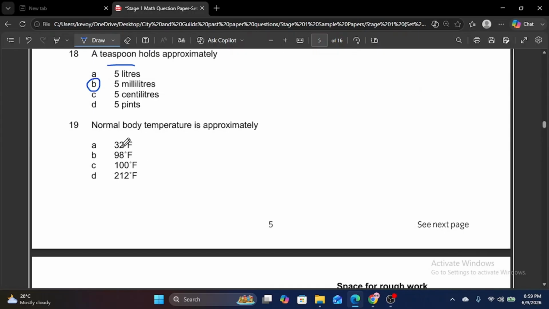So normal body temperature is approximately, and we're measuring in Fahrenheit. Now if you're measuring in Fahrenheit, then normal body temperature is between 97 degrees Fahrenheit, and it never reaches 100. So 97 degrees Fahrenheit to about 99 degrees Fahrenheit. So that's the regular body temperature for human beings when measured in Fahrenheit.